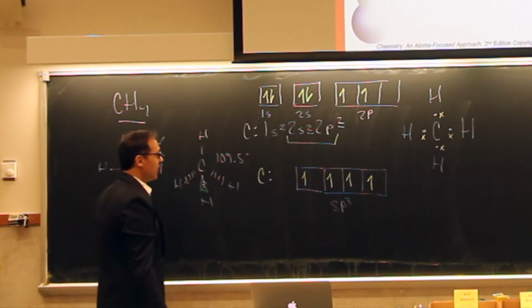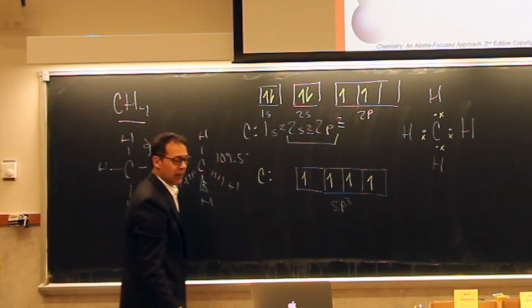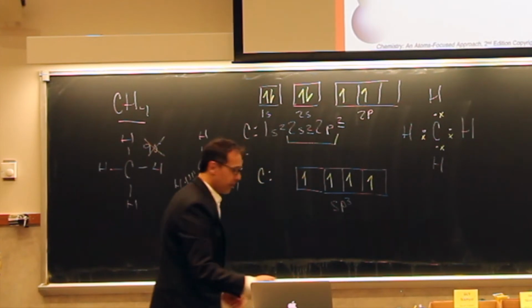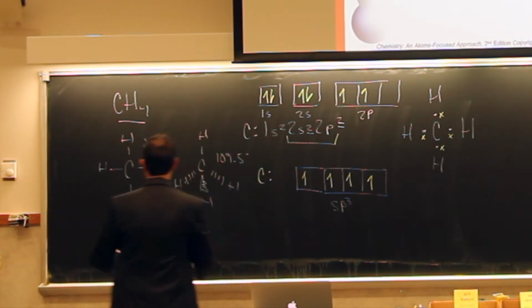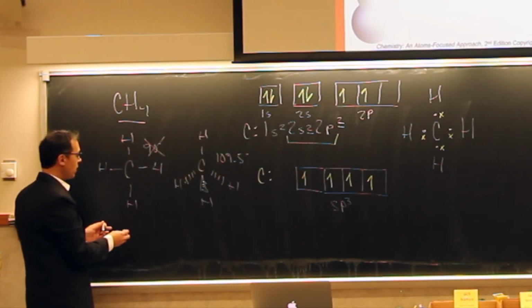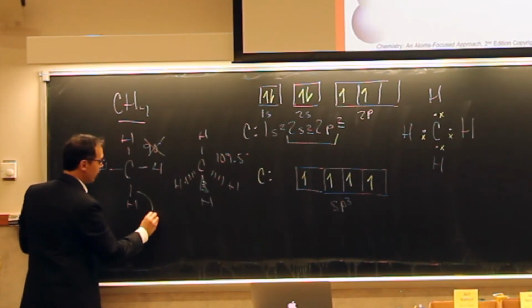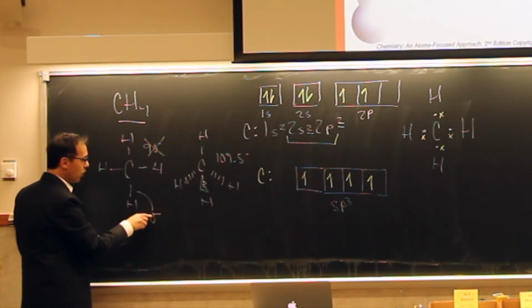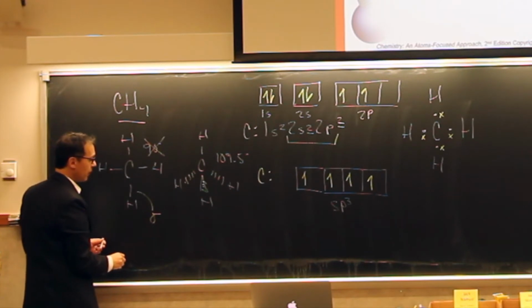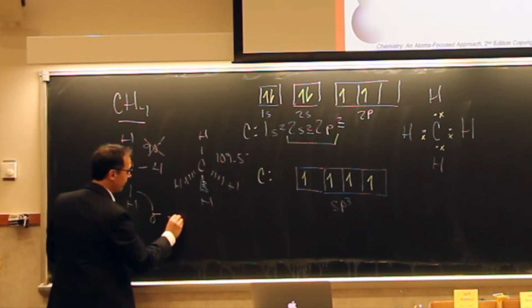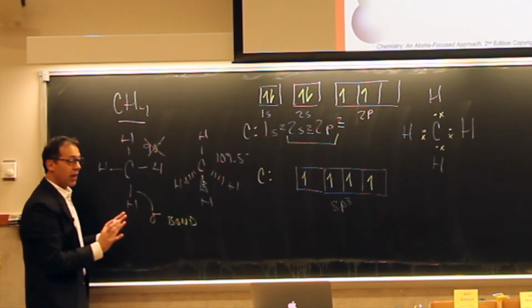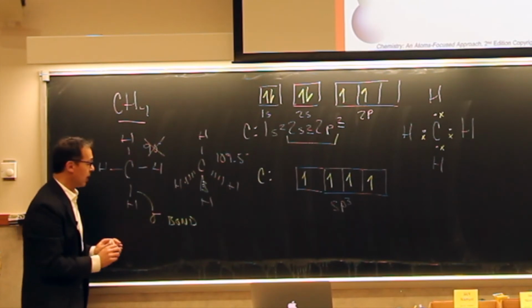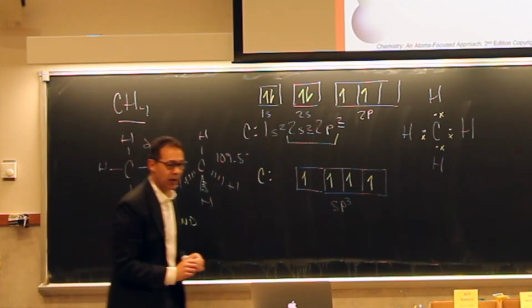Now, these bonds that we create here, where you're sharing 2 electrons, we call these sigma bonds. It's like an O with a line coming across the top like that. We call that a sigma bond. That's one type of bond. We're going to see that there's another type of bond coming up here in just a little bit. So that's a sigma bond.